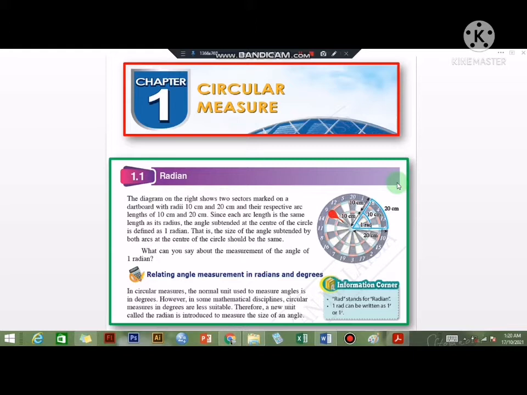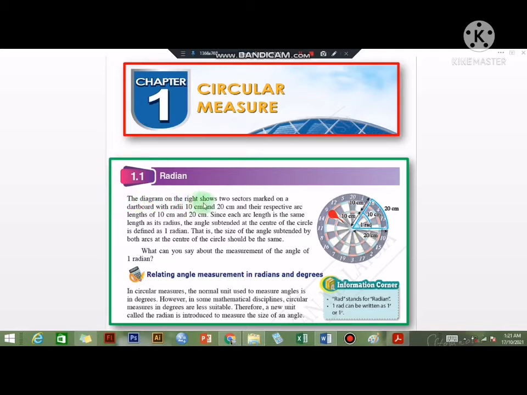Okay, for today's video, we are going to learn a new chapter, which is Form 5, Chapter 1, which is circular measures. So let's look at our first subtopic, which is subtopic 1.1, radian.